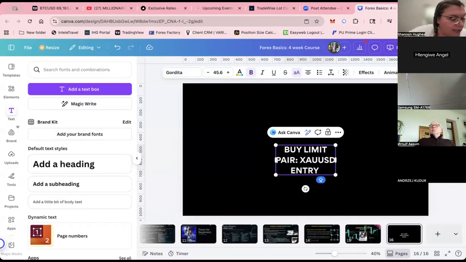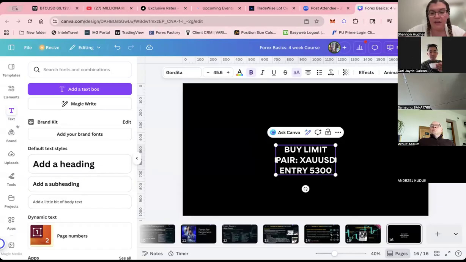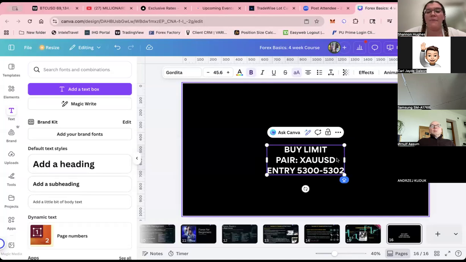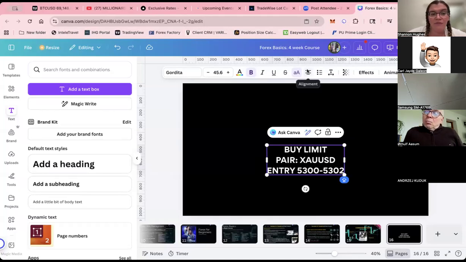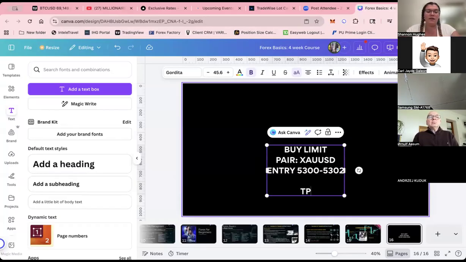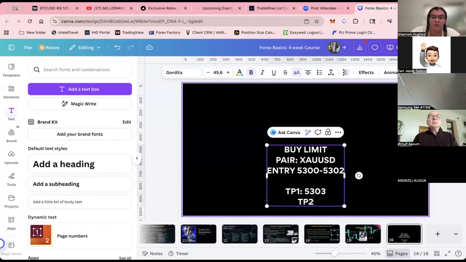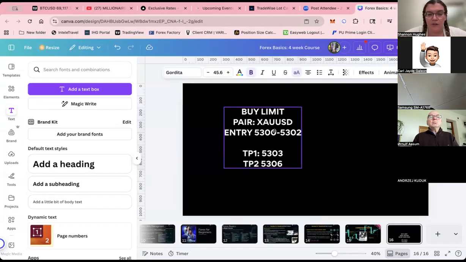Entry is 5,300. Let's do 5,300 to 5,302, because usually our trades will give a 20 pip zone. TP1, I'm probably not going to do all the TPs just for time's sake, but TP1 is usually 30 pips. So if it was the 5,300, that would be 5,303. TP2, 5,306. So on and so forth.